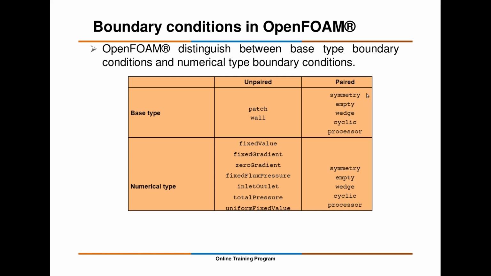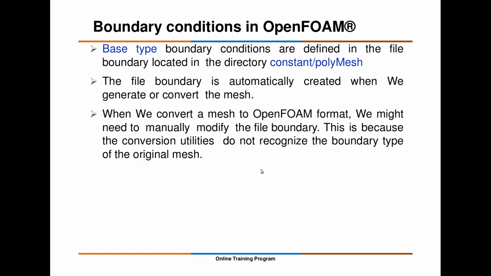When we talk about the pair condition, it means that if you specify, let's say, empty at the base type, the same pairing is supposed to go in the zeroth folder. If you specify symmetry, then at the same location in the zeroth folder, for all field variables, it goes as a symmetry condition. If you specify cyclic in the boundary file, that must go as cyclic in the zeroth folder. That way it is called the pair condition. For unpaired, you specify the patch and you have multiple selections, you specify the wall and you have multiple selections. That's why it is called unpaired type of conditions.